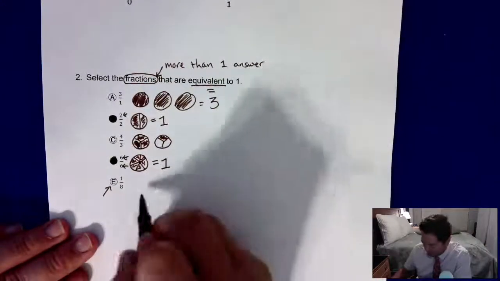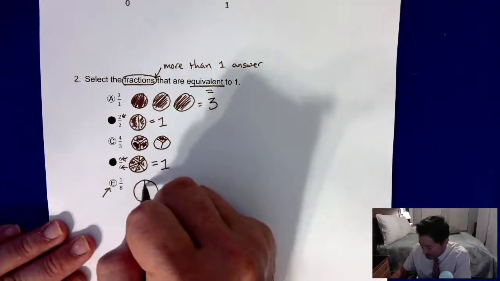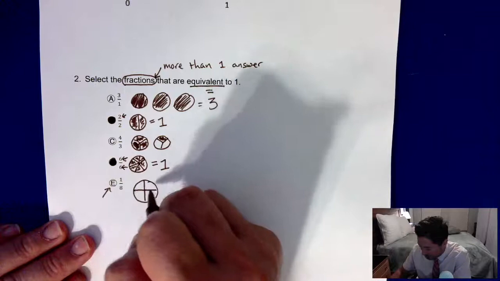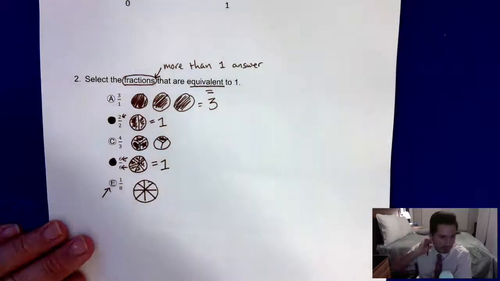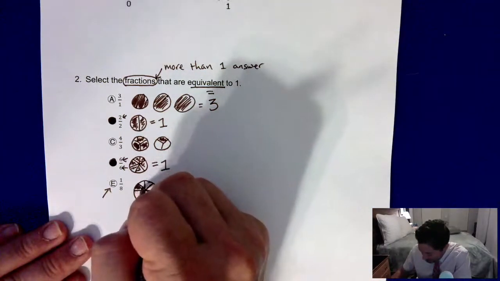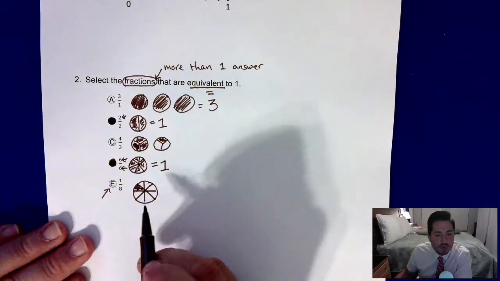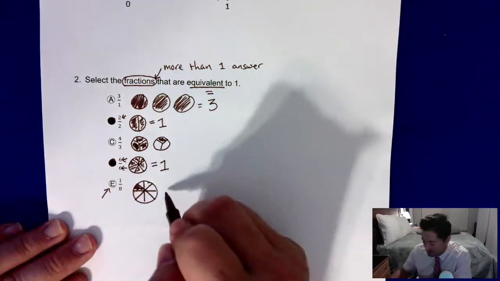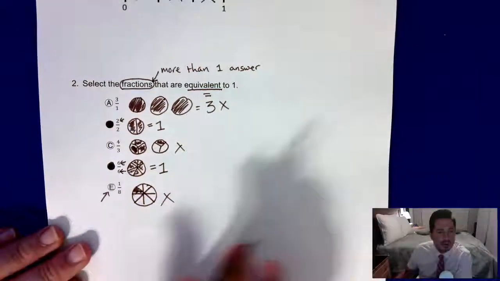And E. 8 pieces, so I'm going to split it into 4 first. And then I'm going to split each one of those again. There's my 8 pieces. And now I only shade in 1. And that definitely does not equal 1 whole. So that would not be the answer. So not this one, not this one, not this one. All right, let's flip it over to the back.